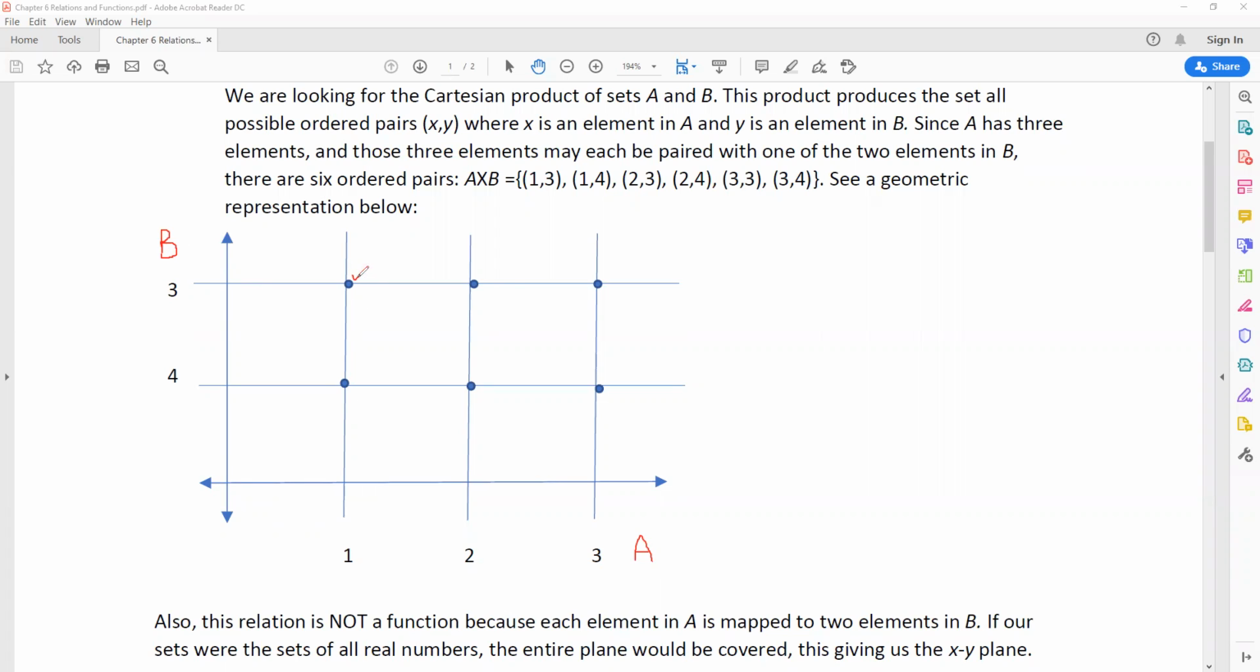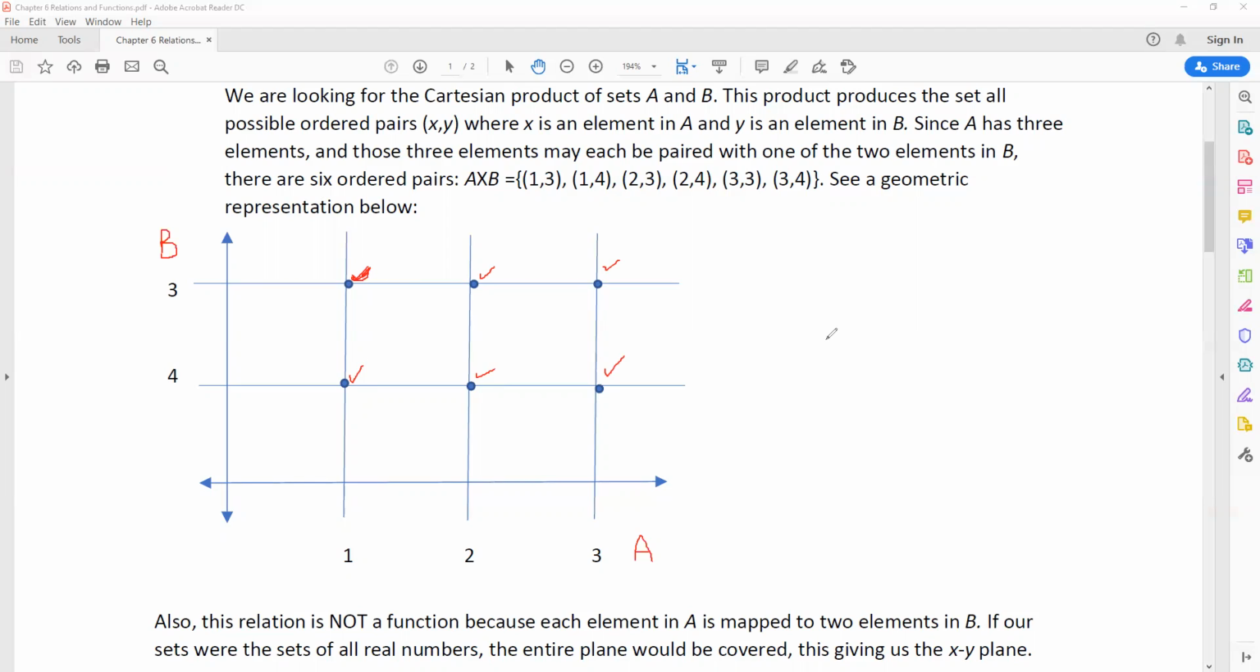So this dot here in the upper left, that's going to be (1, 3). The one directly beneath would be (1, 4), and then moving on over to the second column, I would have (2, 3), (2, 4), and then (3, 3), and (3, 4). So this is just a pictorial representation of the Cartesian product between these two sets.